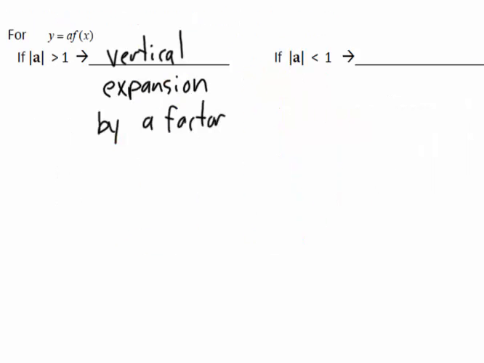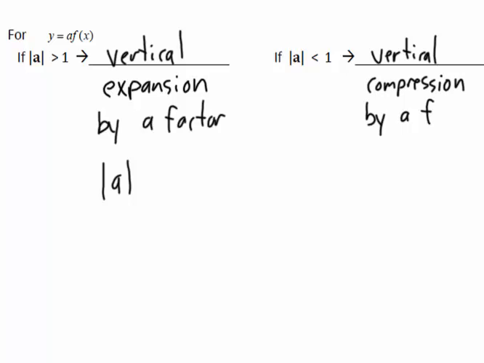So the expansion factor is the absolute value of a. If a is 2, it's doubled. If it's 3, it's tripled, etc. So what if a is less than 1? We still have vertical because it's outside the function. This time, though, it's a compression because we're sitting on that function, making it smaller by a factor of a as well, whatever that value of a. If it's a fraction, it's a compression. If it's not a fraction, it's an expansion.